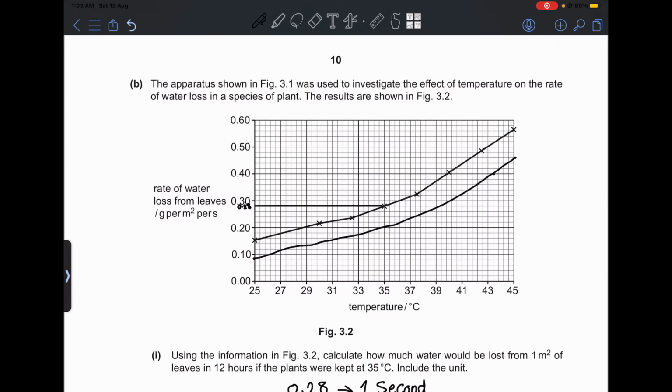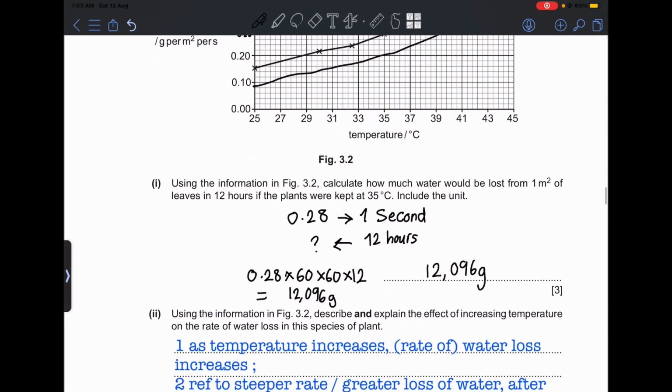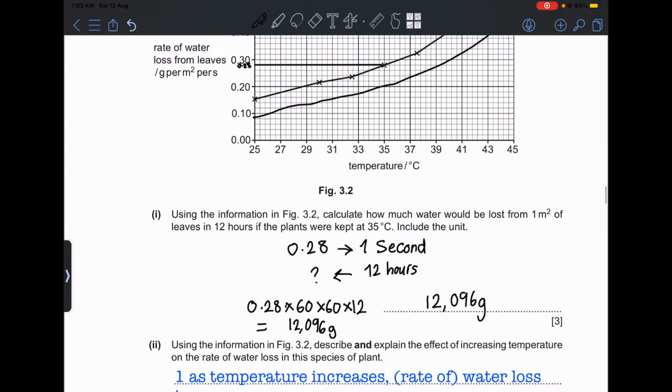B, the apparatus shown in figure 3.1 was used to investigate the effect of temperature on the rate of water loss in a species of a plant. The results are shown in figure 3.2. Using the information in figure 3.2, calculate how much water would be lost from 1 meter squared of leaves in 12 hours if the plants were kept at 35 degrees, include the unit.